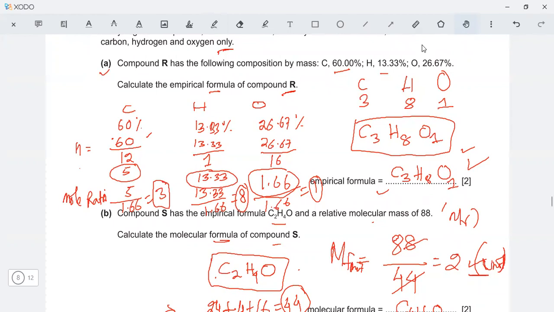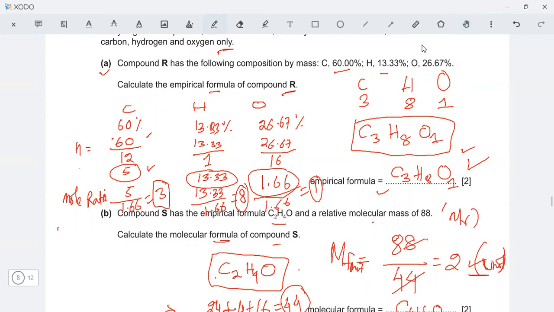So basically, the number of moles is to be calculated. You know that the number of moles is given mass divided by relative atomic mass. So the given mass is 60 divided by 12 for carbon, 13.33 divided by 1 for hydrogen, and for oxygen, 26.67 divided by 16. So we can easily calculate the number of moles. We got the number of moles for carbon as 5, for hydrogen 13.33, and for oxygen 1.66.